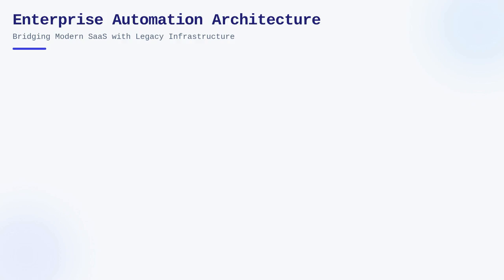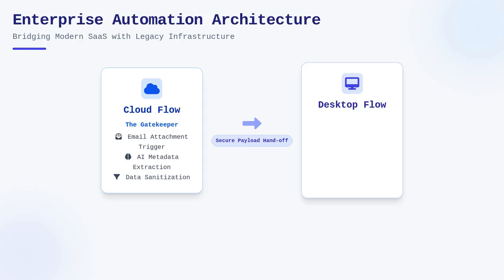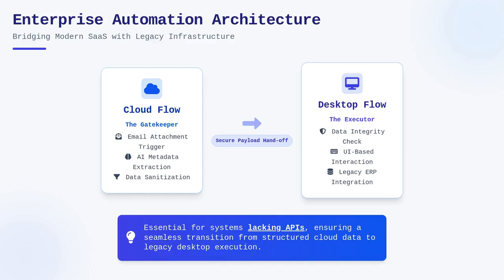When we architect a system meant to handle real-world invoices, we are designing a bridge between modern SaaS capabilities and legacy infrastructure. Imagine a scenario where an invoice arrives as an email attachment. The cloud flow serves as the initial gatekeeper. It orchestrates the flow by extracting metadata, such as vendor names, net amounts, and invoice dates, using AI-driven connectors or standard parsing actions. Once this data is sanitized and structured, it acts as a payload for the Power Automate desktop flow. This handoff is a critical juncture where we must ensure data integrity before the desktop engine takes control to drive an ERP system that may lack an API.